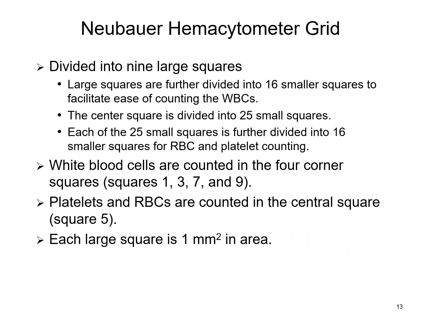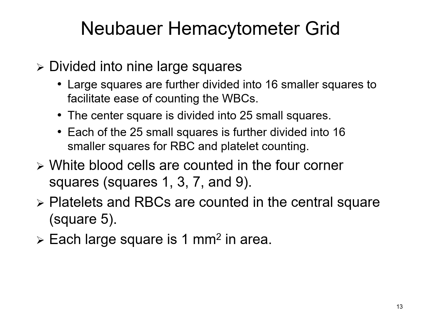So as I mentioned, the large square is divided into 16 smaller squares. That center square has 25 small squares within that large block, and each of the 25 small squares is further divided into 16 smaller squares, and you use that for your white blood cell and platelet counting.